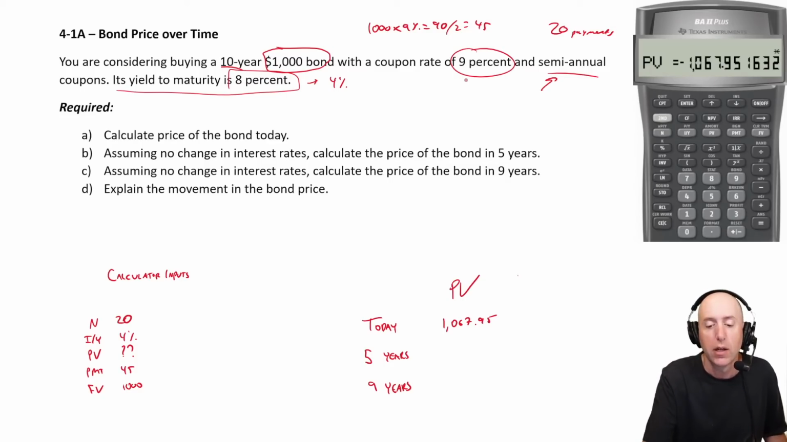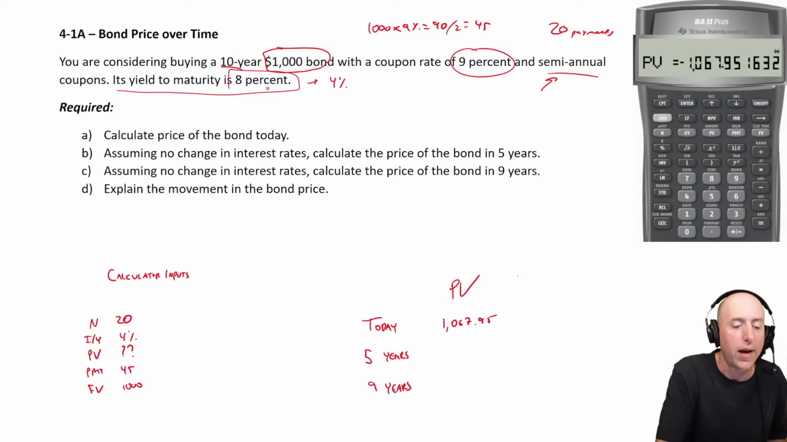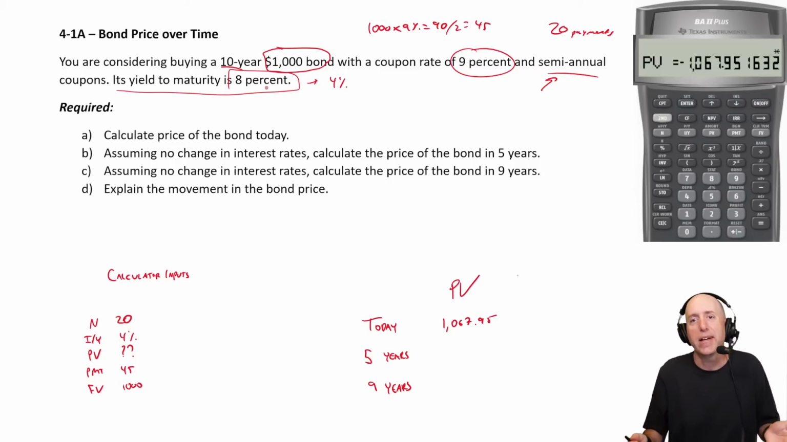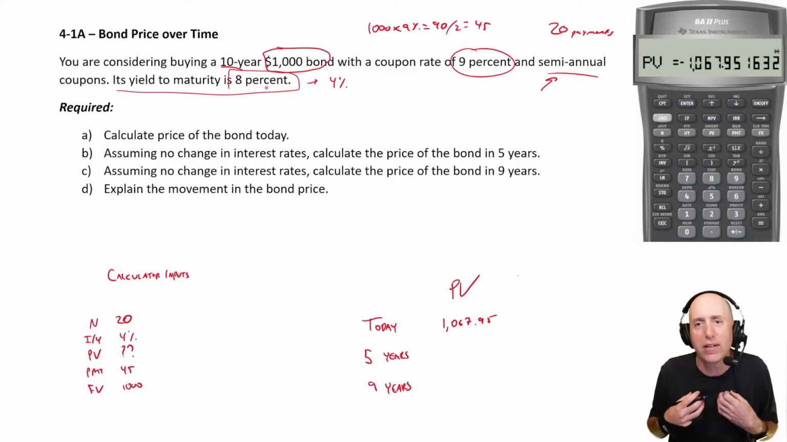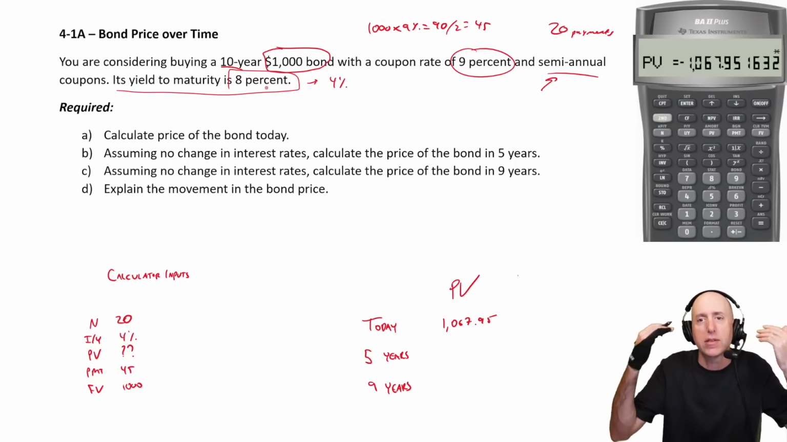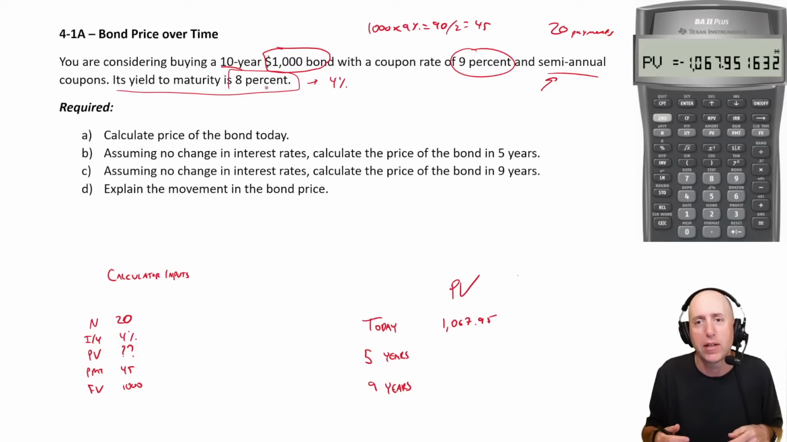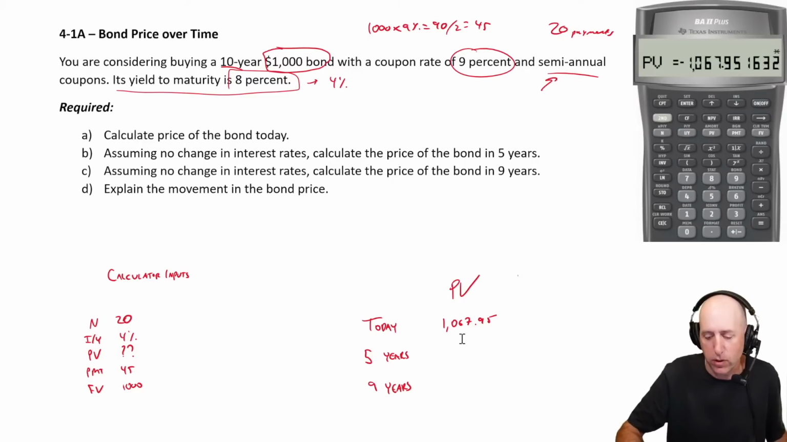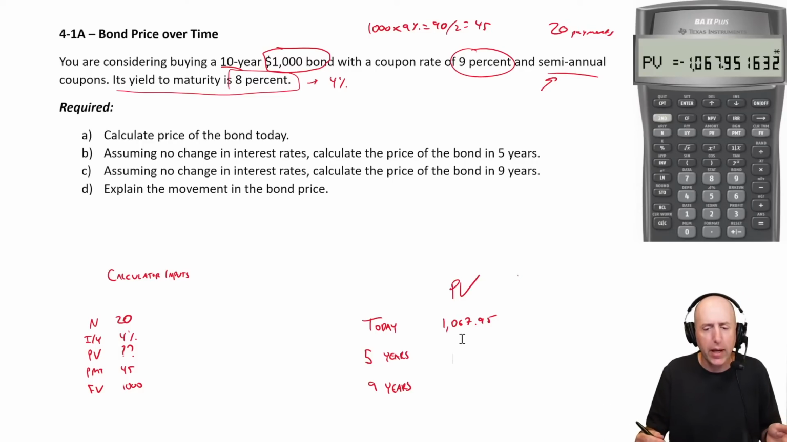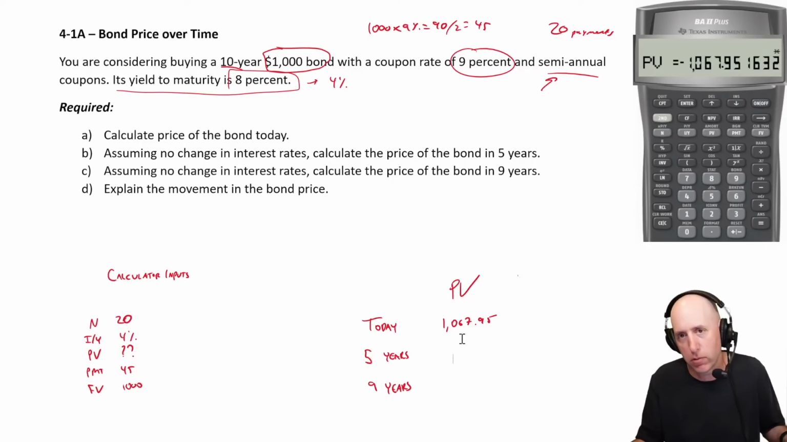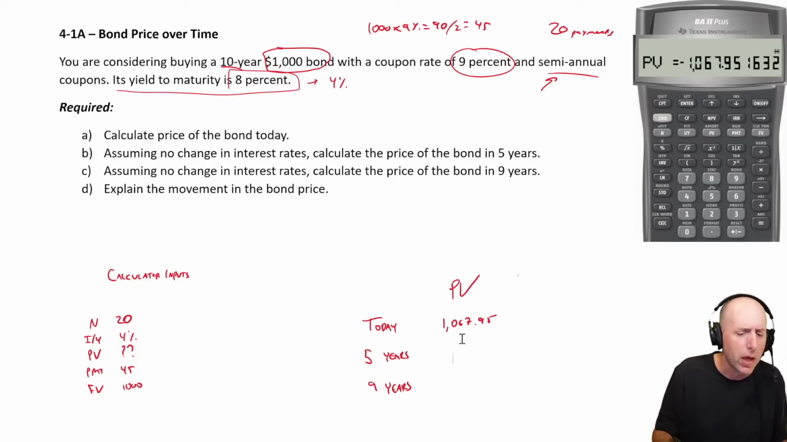And this is not a surprise that it's more than $1,000. The reason is the coupon rate, 9%, is higher than the yield to maturity, 8%. It means our coupon is going to be attractive and people will pay a premium. This is a higher coupon rate than the risk level of the bond might dictate. People will pay a higher amount for it. There's a premium of $67 on this bond. And had the coupon rate been lower, there would be a discount. I think that's the B version of this problem, which shows a discount.